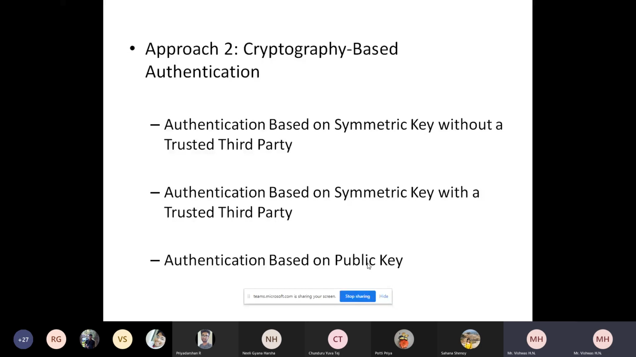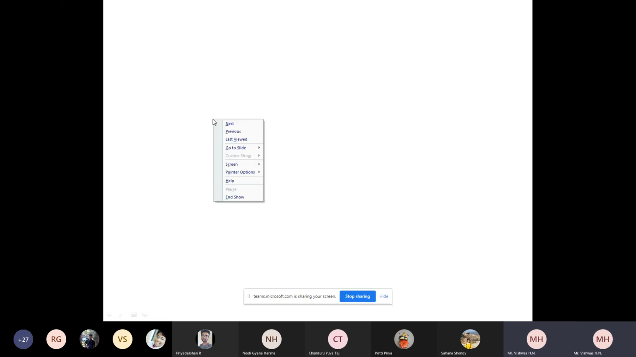So what is a symmetric key? Yesterday I told you there are different types of keys, two broad categories, symmetric and asymmetric keys. Symmetric keys are those where the same key is used for encryption and decryption. Is that clear? For both encryption and decryption you are going to use the same key. That type of encryption is called symmetric key encryption. So what do you mean by symmetric key authentication here? Let us see. Here let me draw a diagram so that it is easy for you to understand.